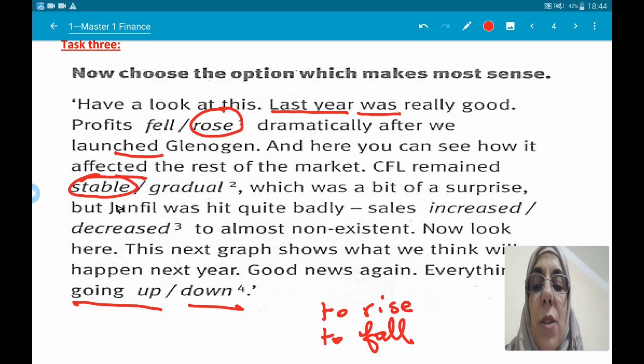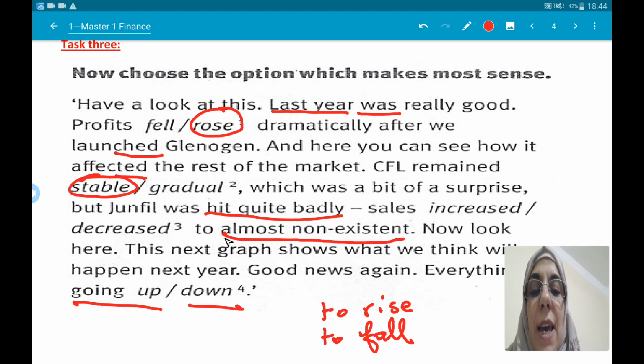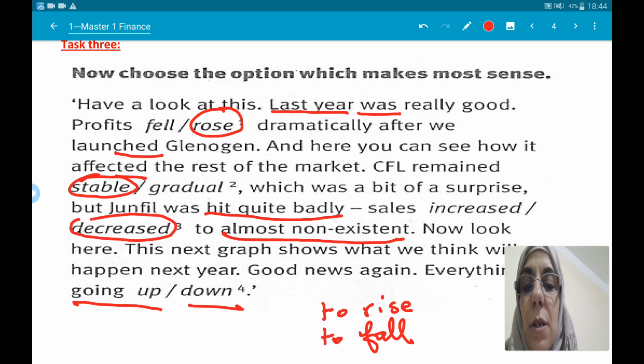Sales increased or decreased to almost non-existent. Two main expressions may help us find or figure out the right option: hit quite badly and to almost non-existent. If I say that the situation has changed from a position or a status to almost non-existent, it means sales decreased. This is why we put hit quite badly.